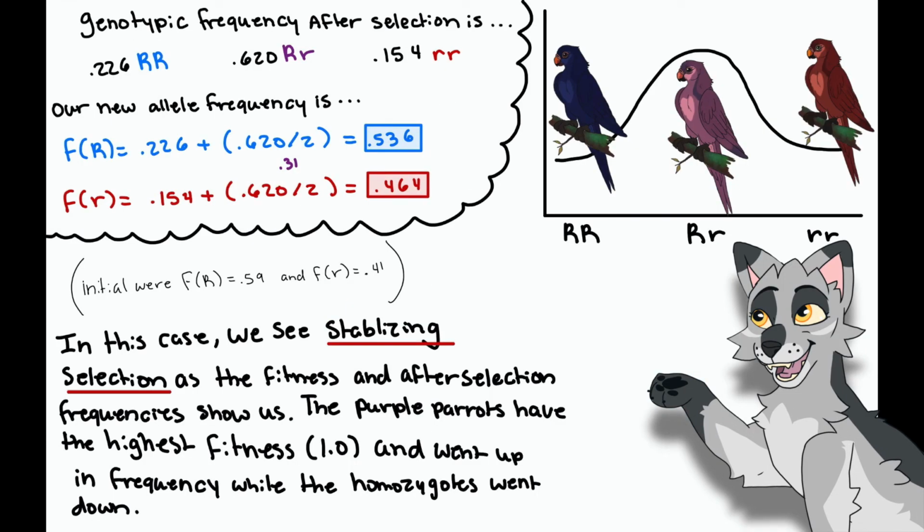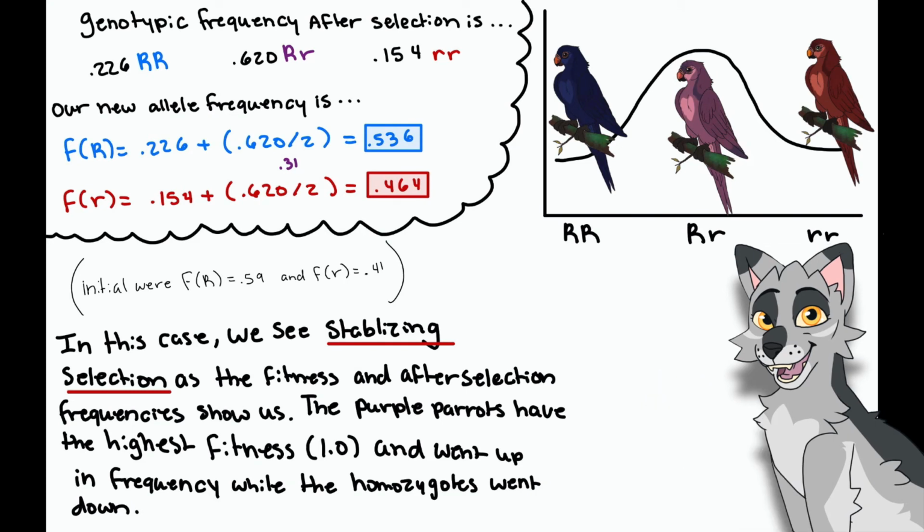Now we find the new allele frequencies. So to find the frequency of R, we take 0.226 plus 1/2 of the heterozygote, and that equals 0.536. And then to get the frequency of little r, we just do 1 minus that, and that gets us 0.464.